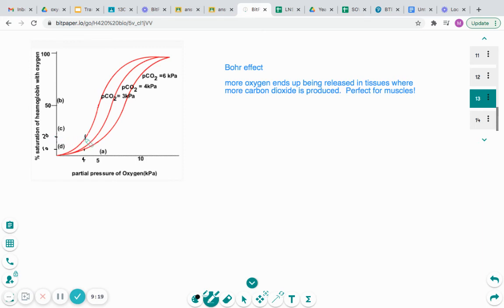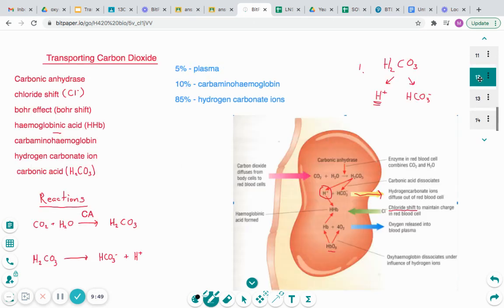So this is really convenient because the parts of our body which are producing the most CO2 are also the parts of the body that need the most oxygen, because this is where the respiration is occurring. So this Bohr effect is really useful, so that more oxygen ends up being released in tissues where more carbon dioxide is produced. Perfect for muscles. Right, so quite a bit of information there.